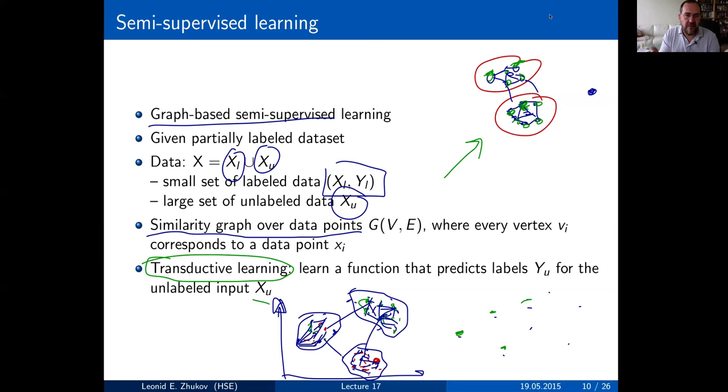What are we going to do today? We're not going to build the graph. We're given the graph, and we're given some labels. So in some sense, shortcutting, we'll use semi-supervised learning without the first step of building a similarity graph, because we're given that graph. Okay, let me move forward and we'll see how it goes.